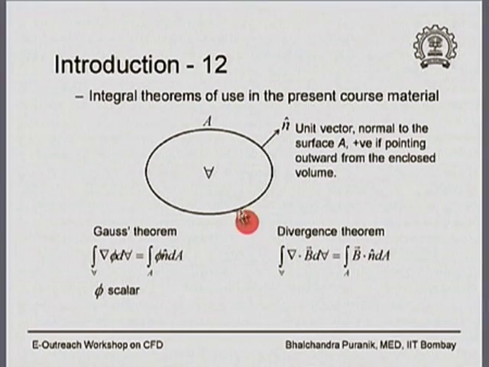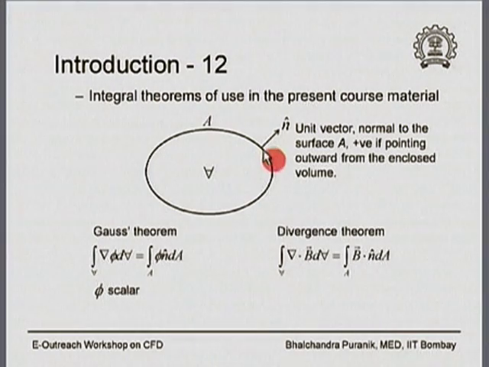So, what we have here is an enclosed volume, which is shown by this roughly ellipsoidal shape, and the volume itself is shown by this symbol V, and it is an enclosed volume. The surface area that is enclosing the volume is shown by this letter A here. At any point on the surface that is enclosing the volume, we can talk about a unit normal which is pointing outward from the surface. And when it is pointing outward, this n hat, for example, at this point, will be taken as positive if it is pointing outward from the enclosed volume.